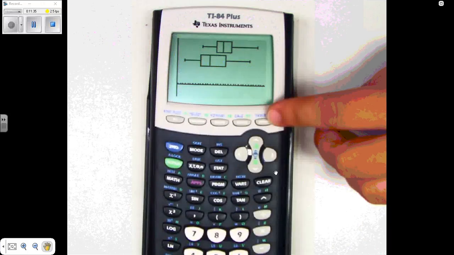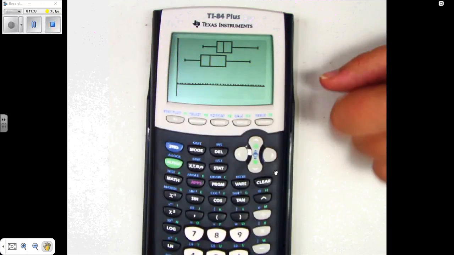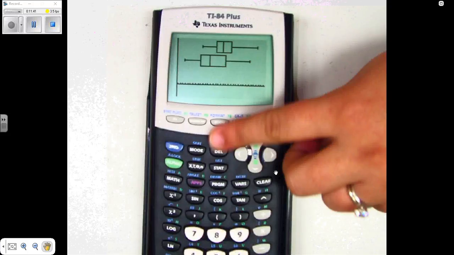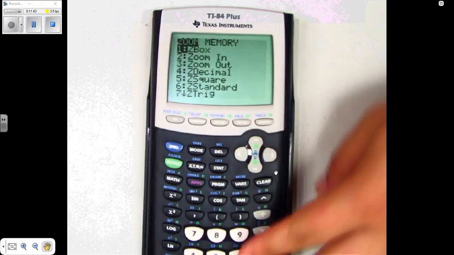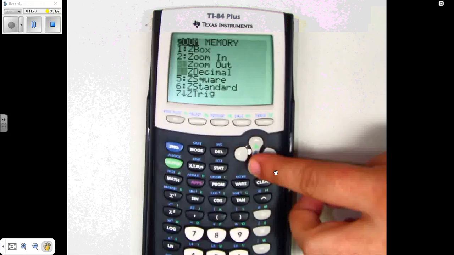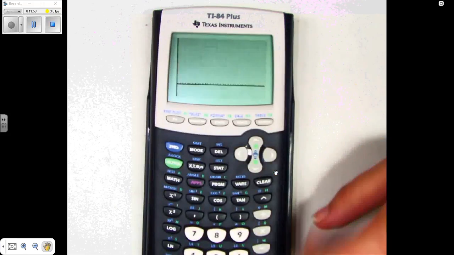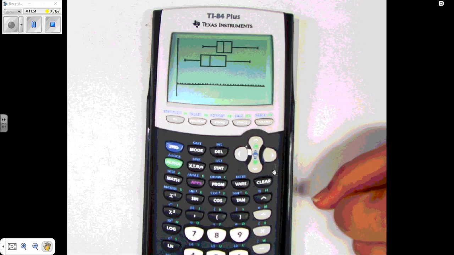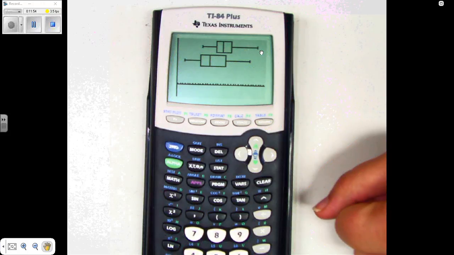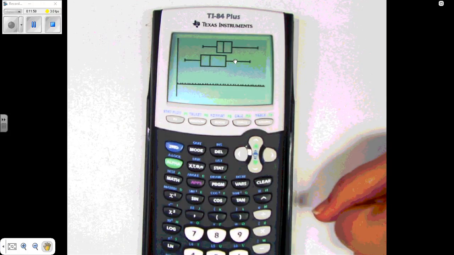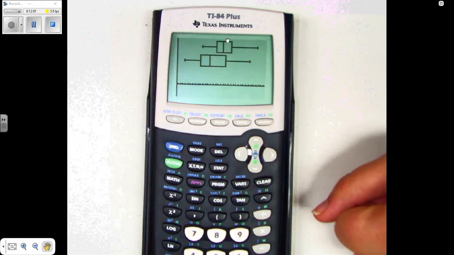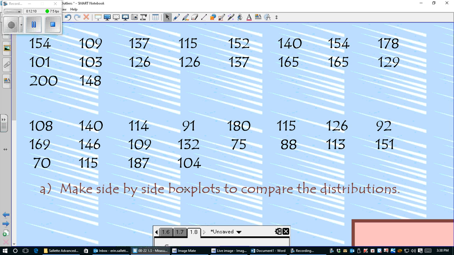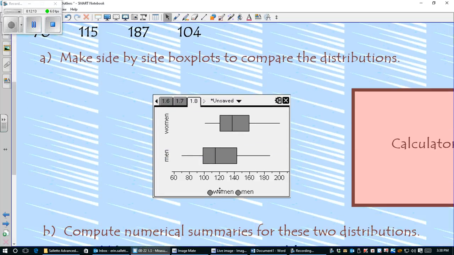And if you did not get this nice pretty view of that, remember you always go to your zoom and arrow down to selection 9, because that's your zoom stat whenever you're doing a stat plot, zoom stat. And there are your box and whisker plots. The ends of the whiskers are your minimum and maximum. The edges of the box are your Q1 and Q3, and the middle of the box is your median. So here is another view of the side-by-side box plot.